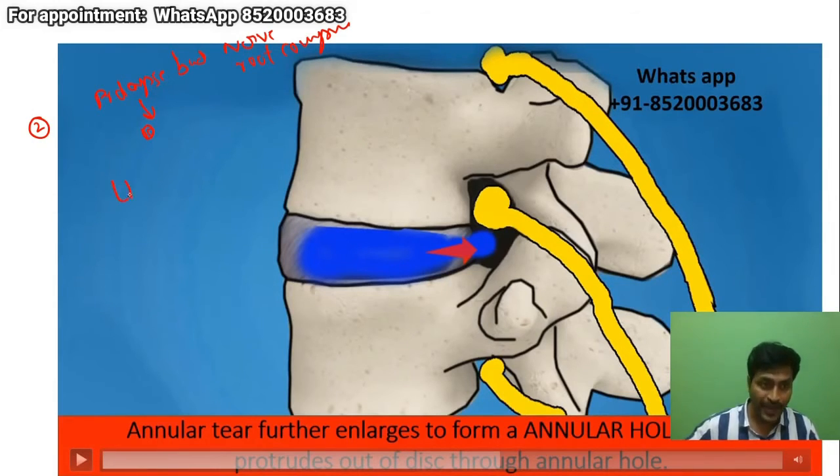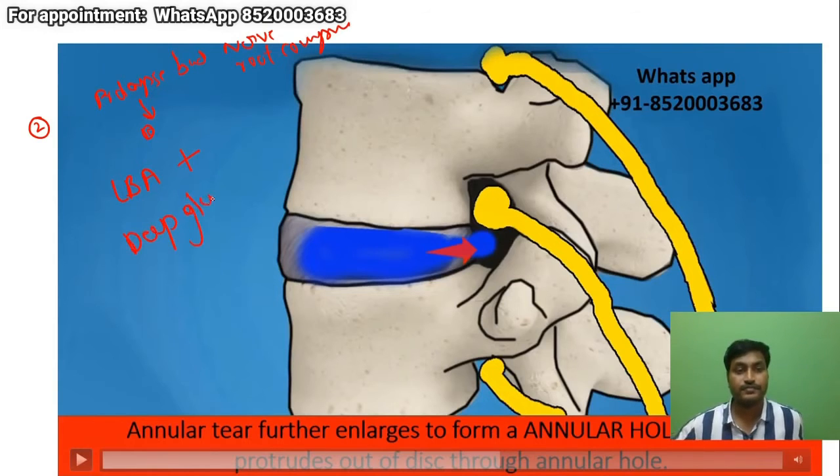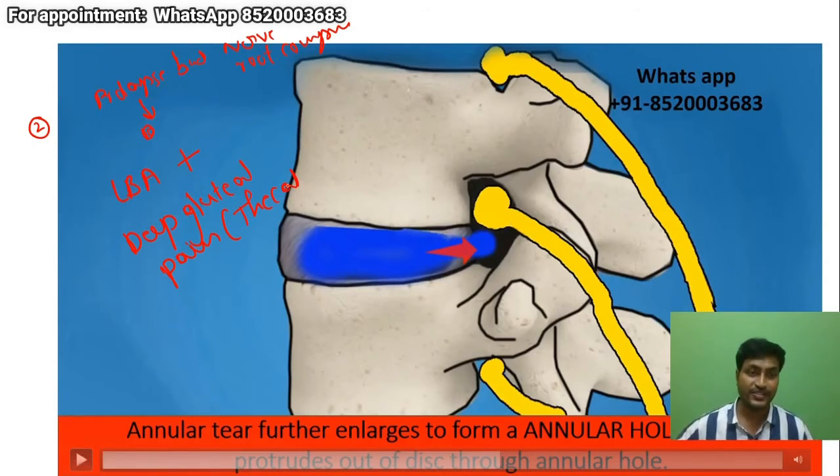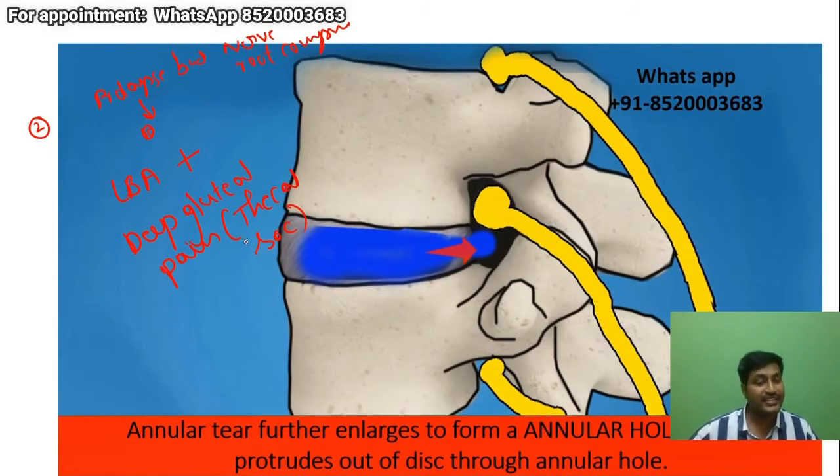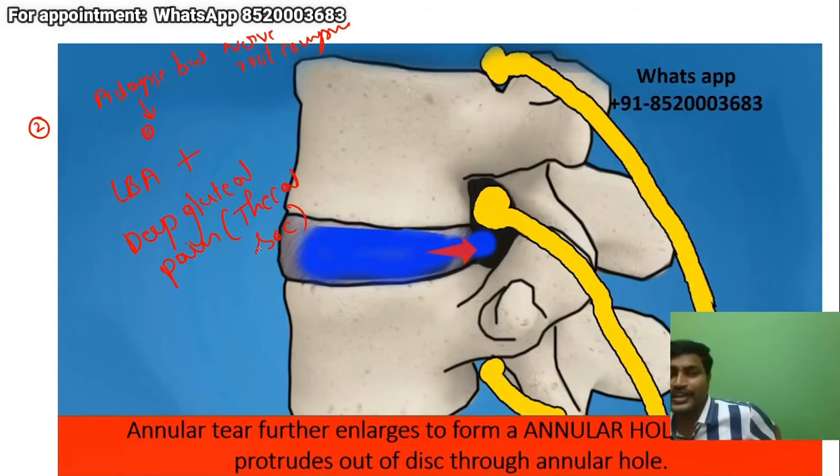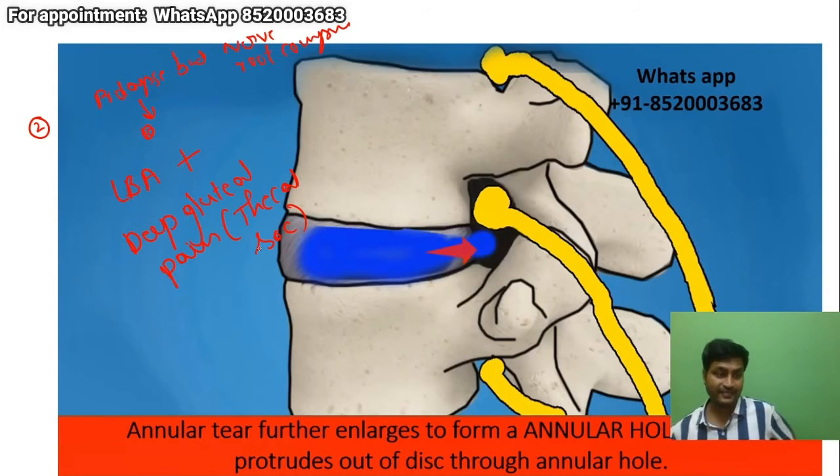Now the patient will have low back pain plus deep gluteal pain. This deep gluteal pain is because of the compression on the thecal sac, not on the nerve roots. These are nerve roots in the neural foramina, but in the center you have the thecal sac. So even at this point, the patient will have deep gluteal pain. He will not be able to localize it again. So this is the second stage.